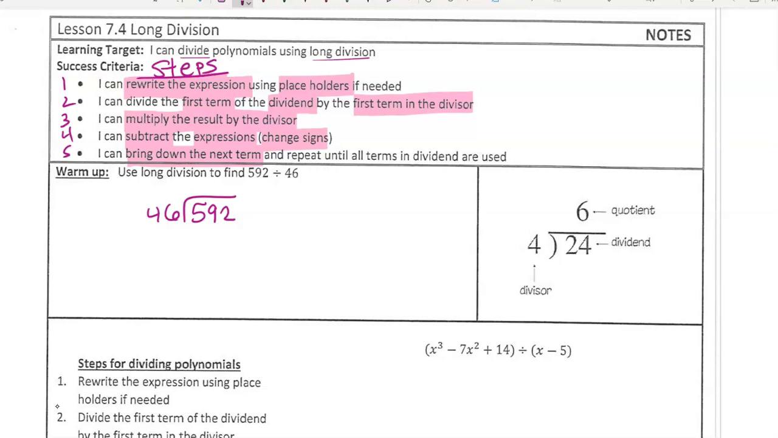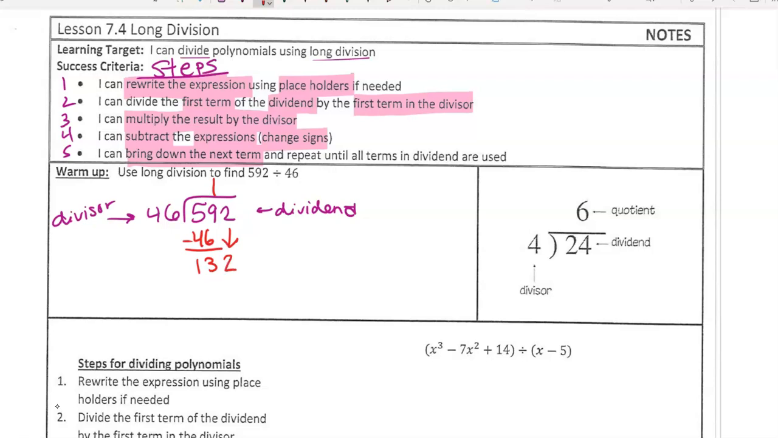Okay, so when we use long division to divide normal numbers, 592 divided by 46, we want to see how many times 46, the divisor, goes into the dividend. So 46 can go into 59 one time. So we bring down the 46 and we subtract. 59 minus 46 is 13. Bring down the next number.